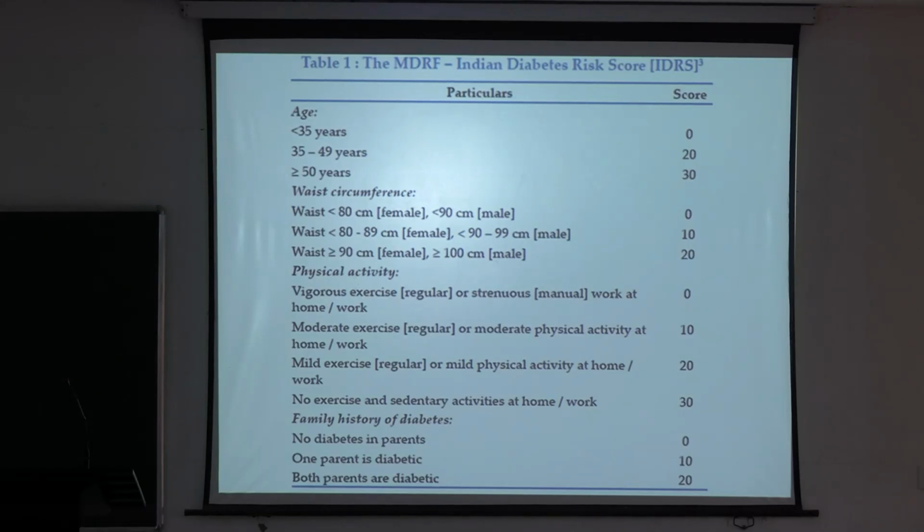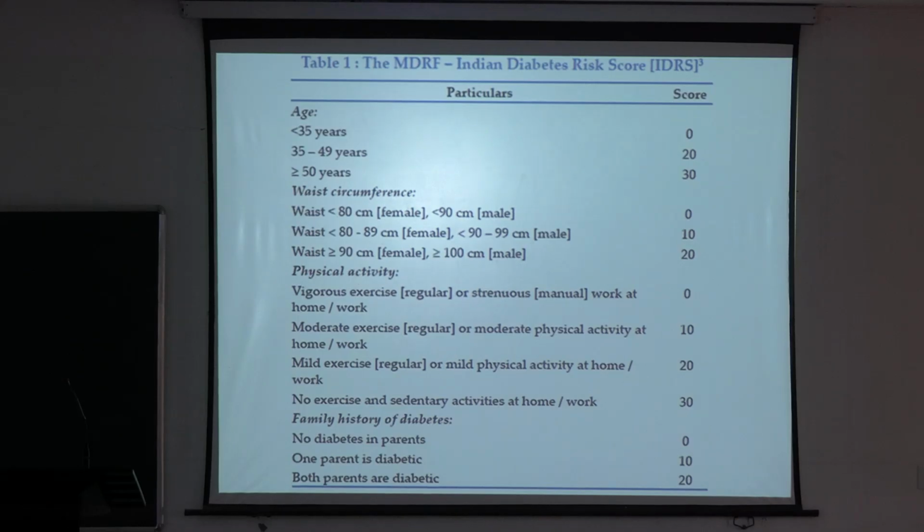Then you have waist circumference as another factor. If it's more than 90 centimeters among females or 100 centimeters among males, the score becomes 20. Physical activity, if there's mild exercise only, the score becomes 20 again. Vigorous exercise, the score becomes 0. Family history of diabetes: no history of diabetes in parents, 0. One parent is diabetic, the score is 10. Both parents are diabetic, it is 20.